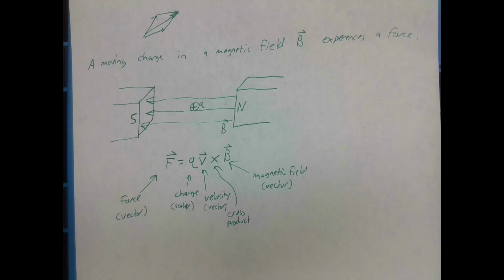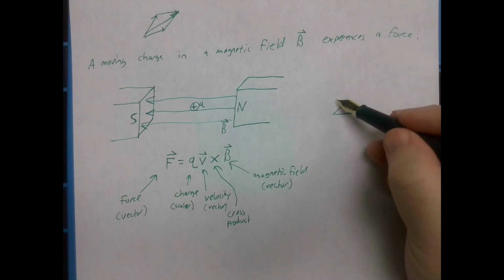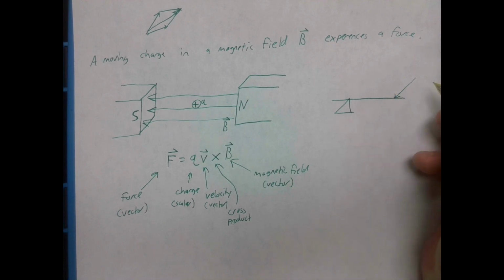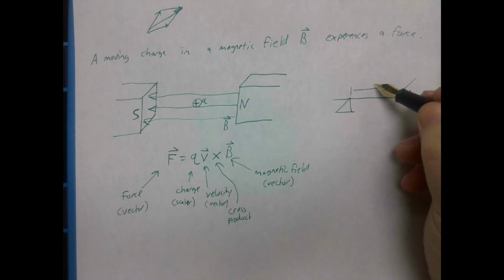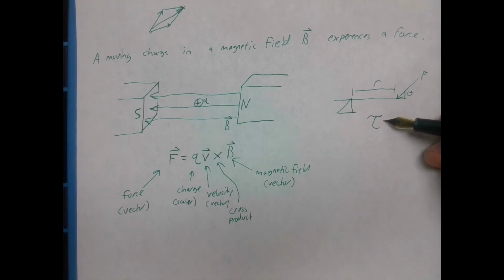Do you remember the last equation we used that had cross product in it? No? That would be torque. So if we had a pivot point and we put a force like this at some angle theta, and this distance here is r, this is our force, then the torque is equal to r cross product F.